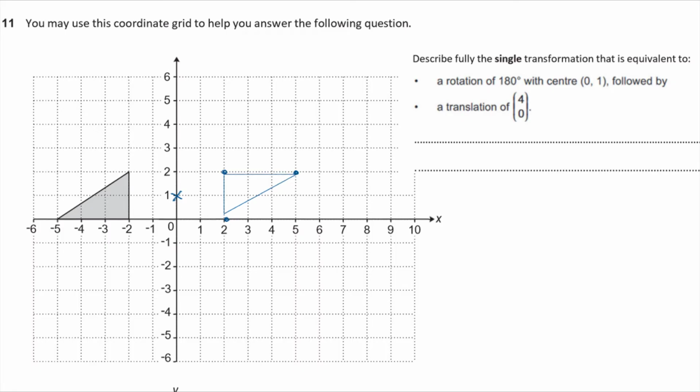Okay, and then once it's there, we're going to translate it using the vector (4, 0), which is 4 to the right and 0 up. So each point is going to go 4 to the right. So this one here is going to go to here. So we're going to get one there, and one over there. Okay. So again, just joining that up.